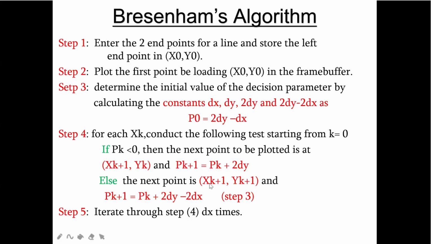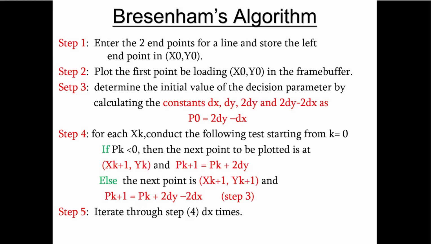Once you have done that, for the next pk plus 1 you put in this formula and get it. Suppose pk is greater than 0, then the next point is found by increasing both the x-axis value and the y-axis value, and to get the next decision parameter value, this will be your formula. You repeat this process until you reach your second endpoint.